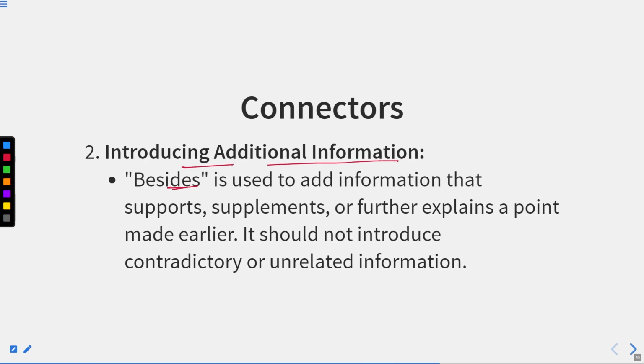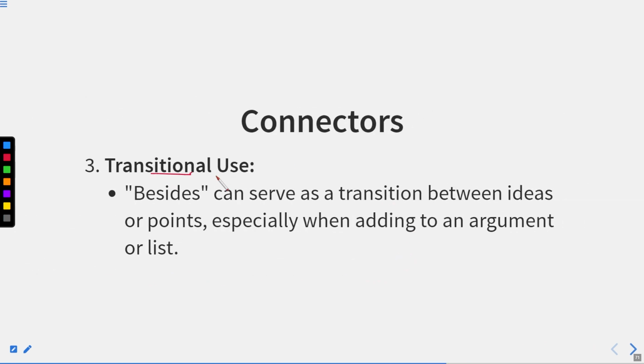Introducing additional information, besides is used to add information that supports, supplements, or further explains a point made earlier. It should not introduce contradictory or unrelated information. Transitional use, besides can serve as a transition between ideas or points, especially when adding to an argument or list. Okay, so besides can serve as a transition between ideas or points. It means whatever has been said, that particular information should be carried over in the other statement that we are making to support that particular argument that we have already made.